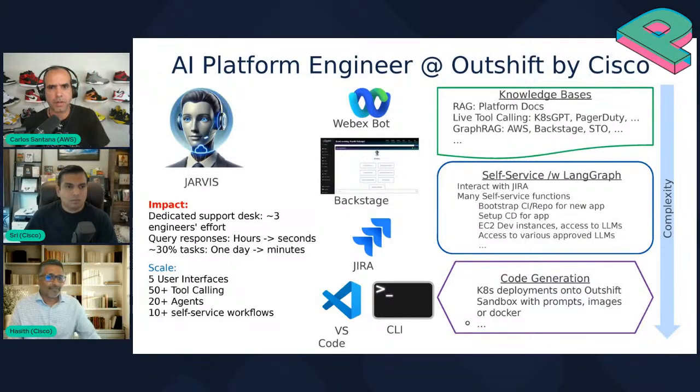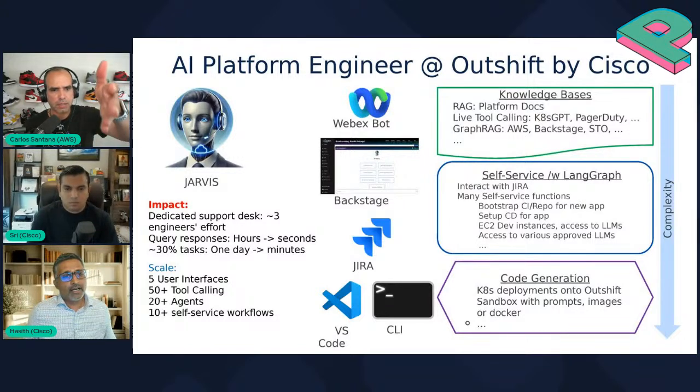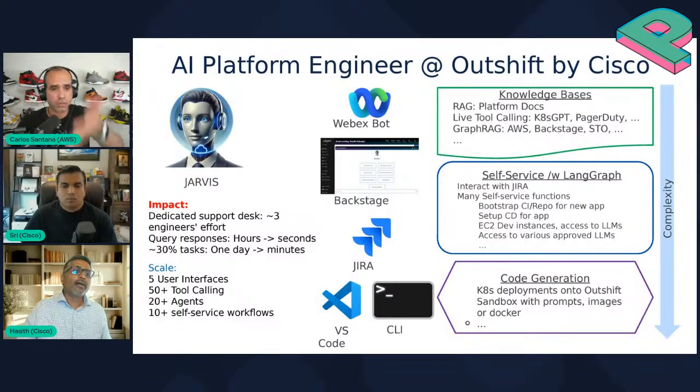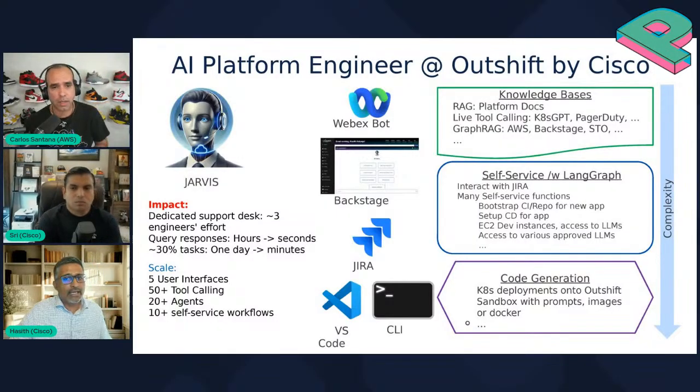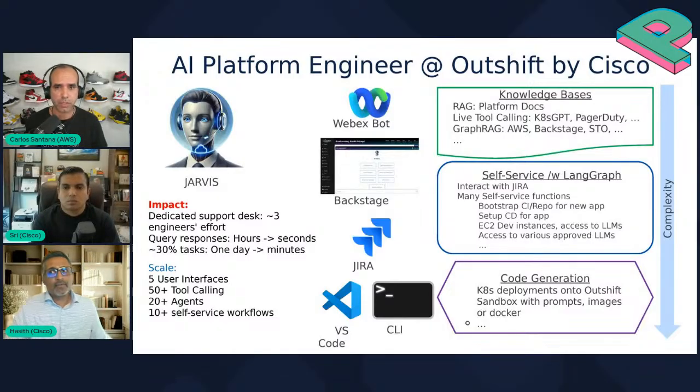And I see in the middle you have examples of WebEx bot, Backstage, Jira, VS Code, CLI. So the interface to this AI system, to platform engineering, doesn't have to be the typical Backstage, right? The agent is something that is hosted, but accessed through VS Code. From VS Code, you'll be able to access that AI platform engineer.